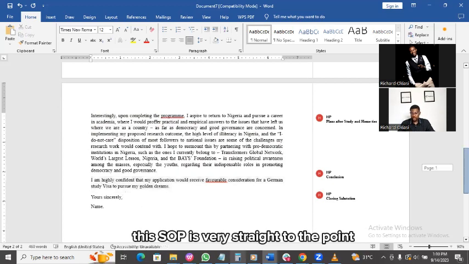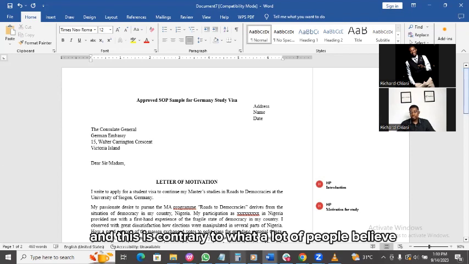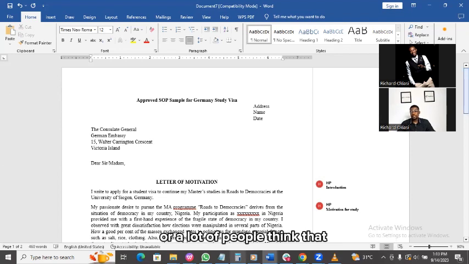This SOP is very straight to the point, and this is contrary to what a lot of people think, that a visa SOP has to be long, 3,000 words. On the contrary, you're communicating with a human. They reason, they think, they understand you. So far you're convincing enough, you can do whatever you want to do in 1,000 words, in 800 words. Just have the areas you need to cover and ensure you find a way to communicate those things, and you would have a successful application.